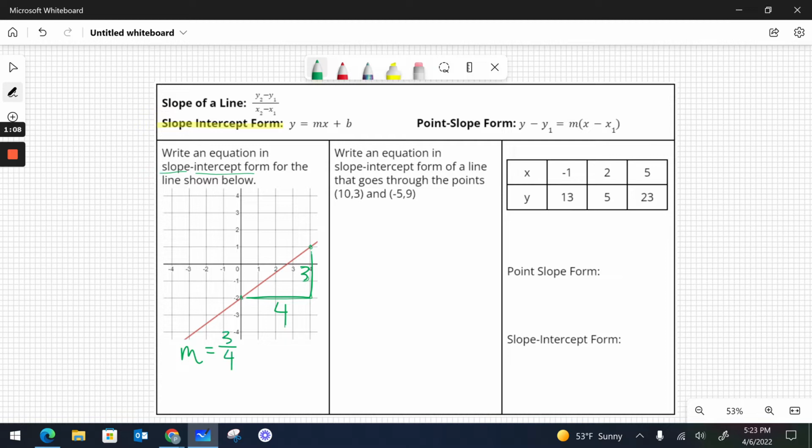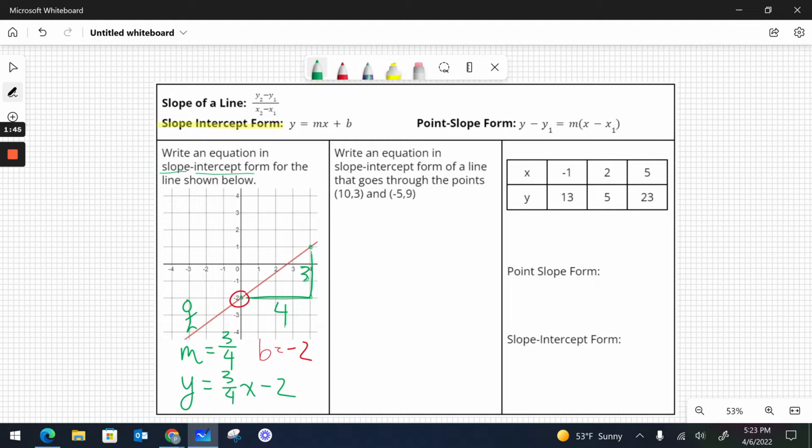This is a positive slope because if there's a person walking on this line going from left to right, they're going uphill. The y-intercept, my b value, is here at -2. So b is equal to -2. Putting it all together, y is equal to 3/4 times x minus 2. And sometimes instead of y, you might see it as f of x is equal to 3/4 x minus 2.